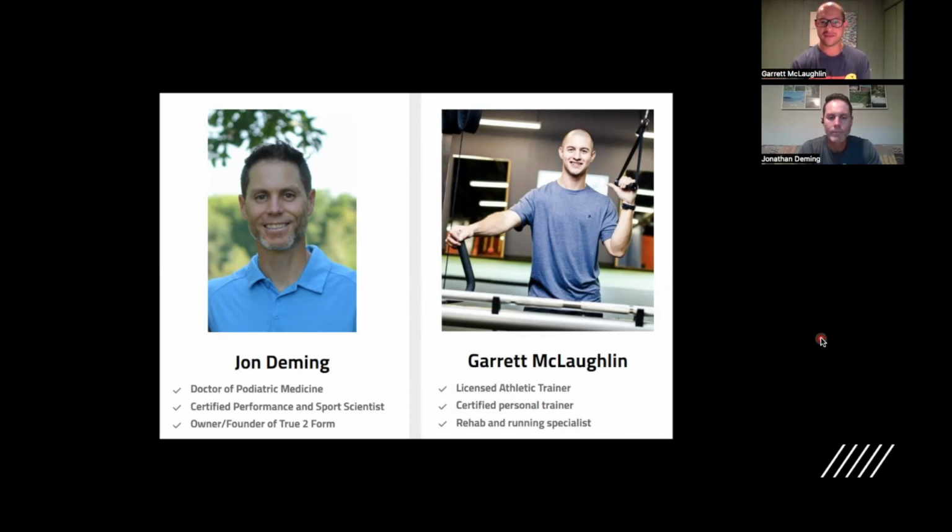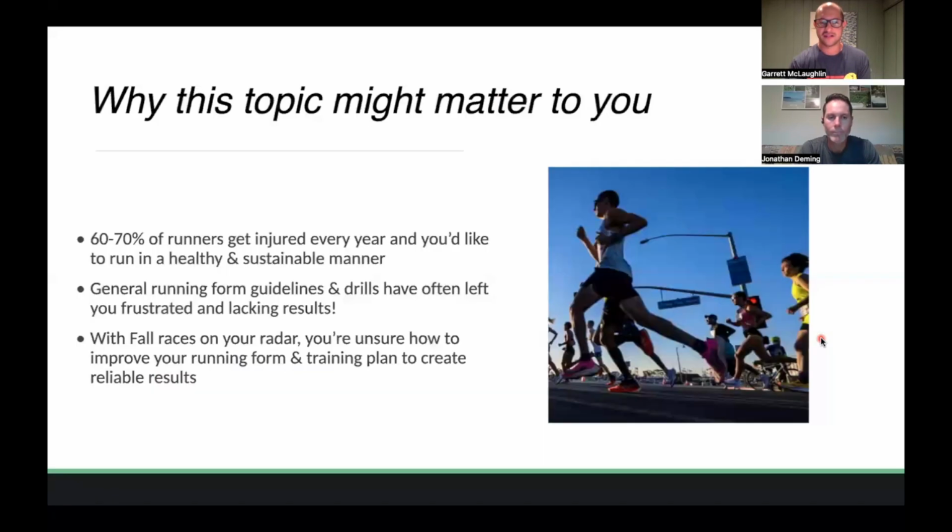So why this topic might matter for you guys: the injury rates in running are really staggering, to be honest with you. 60 to 70% of runners get injured each and every year. So if you're someone that just wants to run, stay healthy, and train in a sustainable manner, I think this will be important for you.